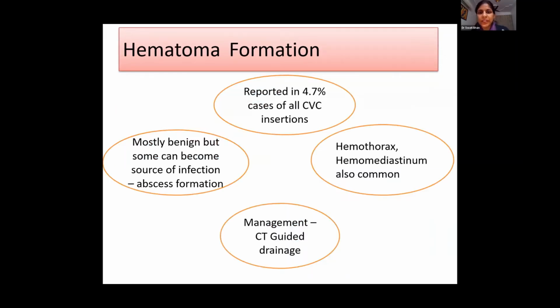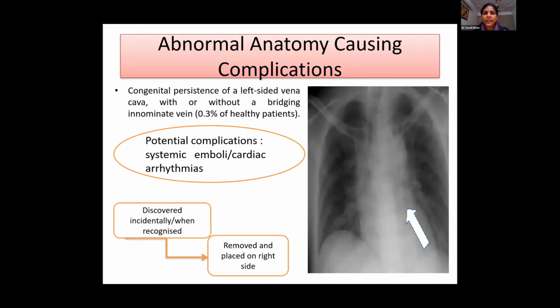Coming to rare complications like hematoma, which is reported in about 4.7% of all the cases. They are mostly benign, but some can become a source of infection or abscess formation. Management will be CT guided drainage in them. Then abnormal anatomy can sometimes cause complications, like a left-sided vena cava, which is seen in 0.3% of the healthy population, and a potential complication can be a systemic emboli or cardiac arrhythmia.